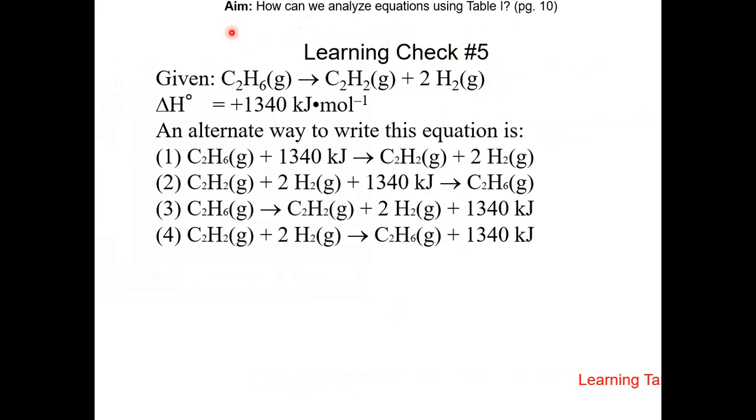Learning check number 5. Given this reaction, an alternate way to write this equation is what? Pause the video and resume as completed. Since delta H is positive, you have to write the energy on the reactant side. So the answer is choice 1.